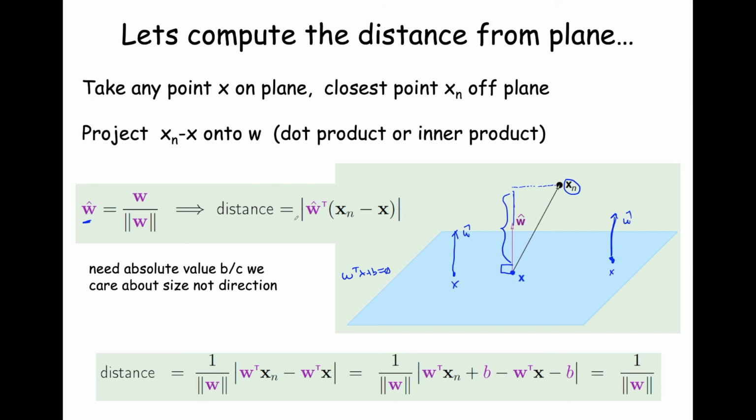So now, to measure the distance, we take the inner product between the unit vector in the direction of W and the vector that we draw between the point on the plane where W pierces the plane and that off-plane point. So here we write Xn minus X. That vector goes from the point on the plane where W pierces the plane to that nearest off-plane point Xn. That difference, Xn minus X, is exactly this vector.